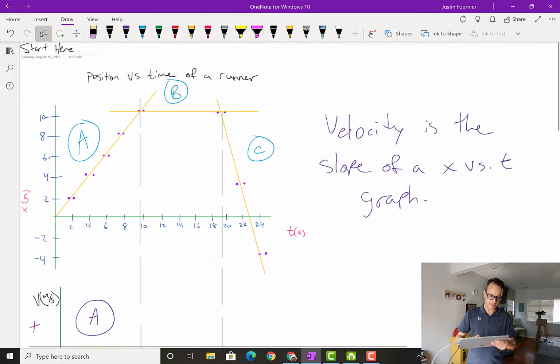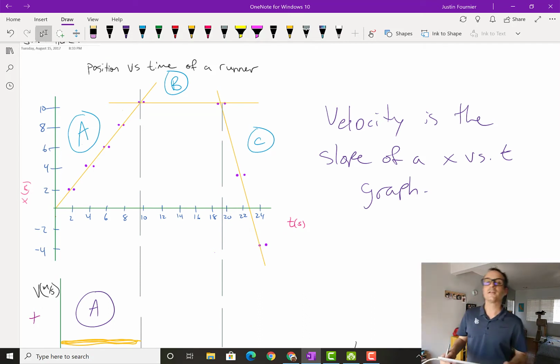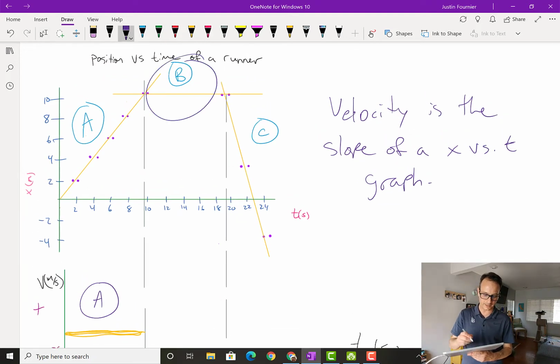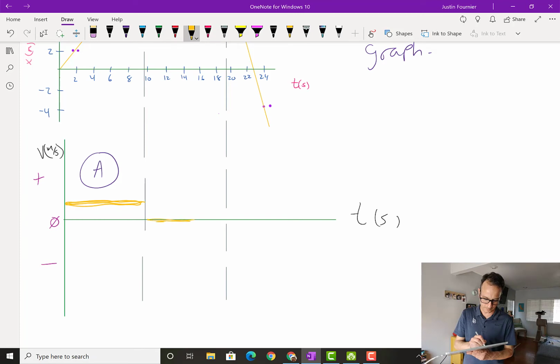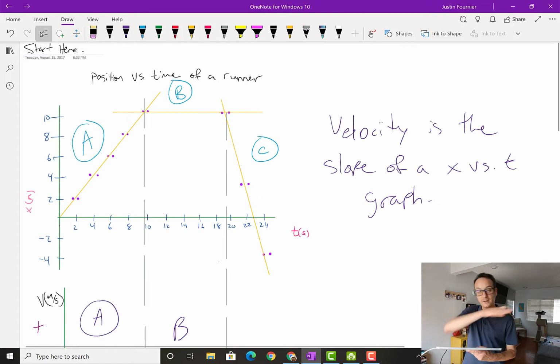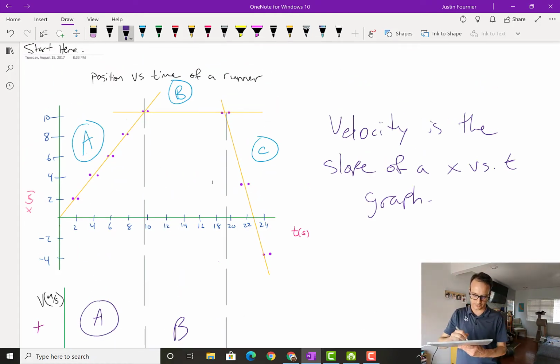All right. Now I'm going to look at part B. Once again, the velocity is the slope of the position versus time graph. And what is this slope? The slope of part B is 0. Slope of a horizontal line is 0. So I translate that part. So there's part B. That's the velocity. And the velocity is constantly 0 until it reaches this mark right here.